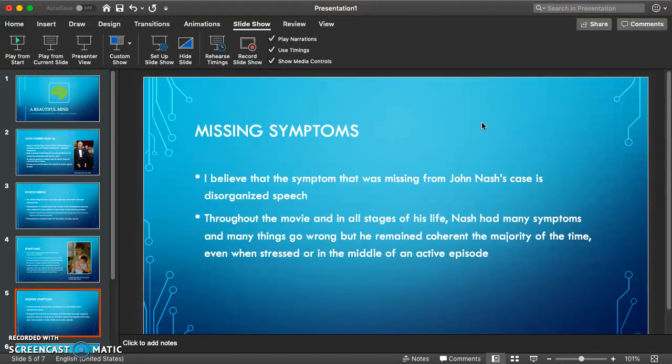One symptom that I believe was missing from John Nash's case is disorganized speech. Throughout the movie and in all stages of his life, Nash had many symptoms and many things go wrong, but he remained coherent the majority of the time, even when stressed or in the middle of an active episode.